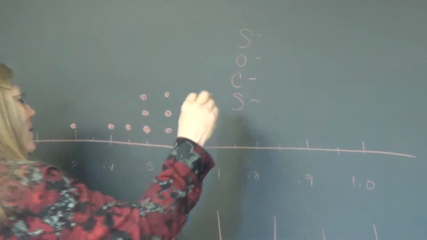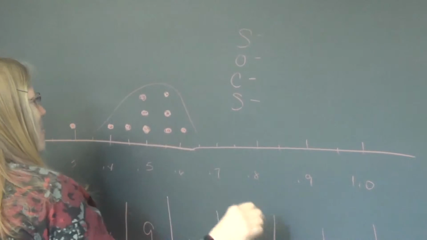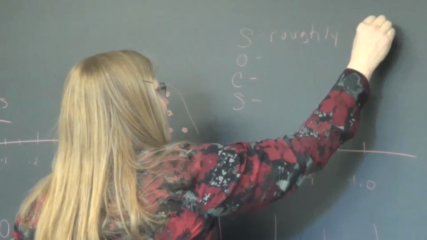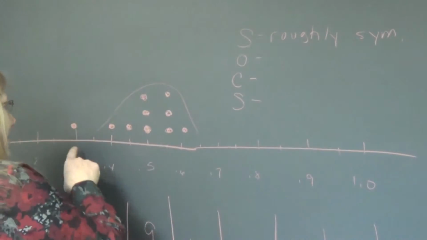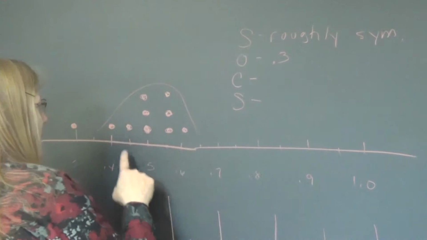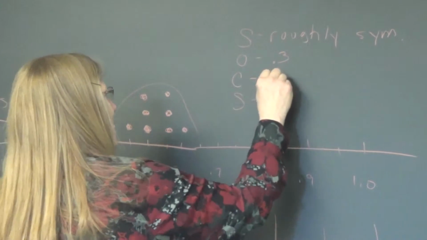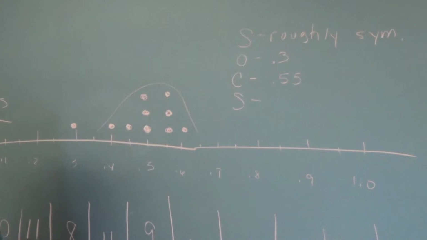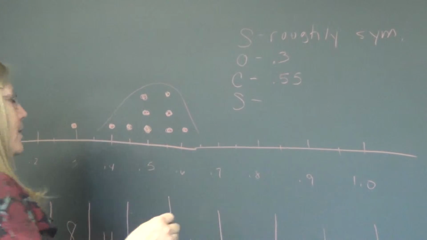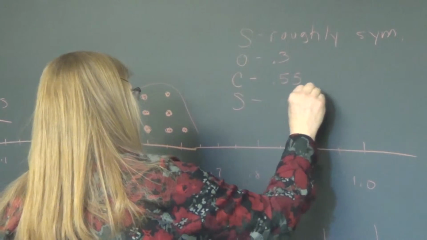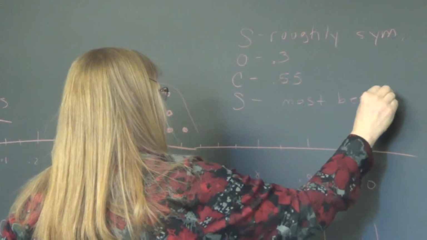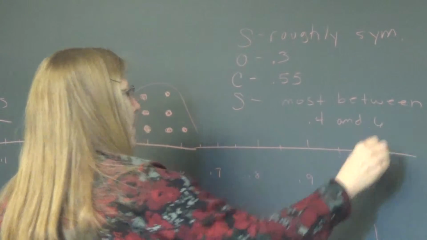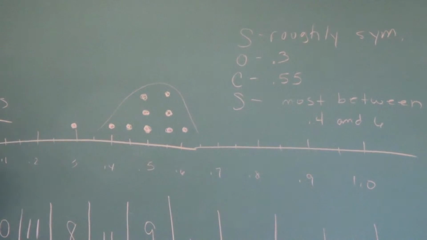Shape. Very good. So I would say very roughly symmetrical or normal. Outliers, I'll say 0.3 is an outlier. The center looks like it's between 0.5 and 0.6. And what was the last S? Spread. I would say most fall between 0.4 and 0.6. So you see how I quickly described it? That's what I'm looking for tonight.